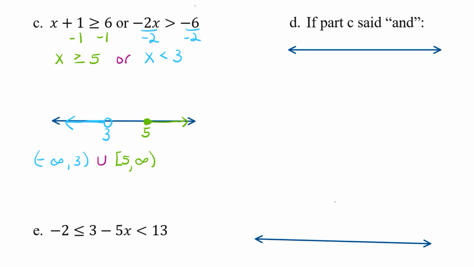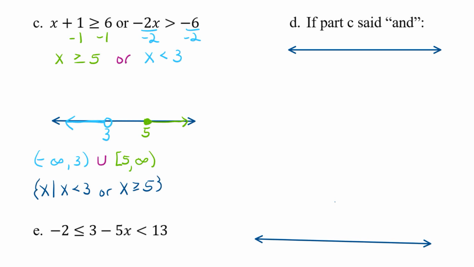When we use our set builder notation, we're just going to use an or in between the two inequalities. So x such that x is, again, we could start with either one, but I'm going to go from small to big. So x is less than 3 or x is greater than or equal to 5. So again, that's going to match what we solved for up above.